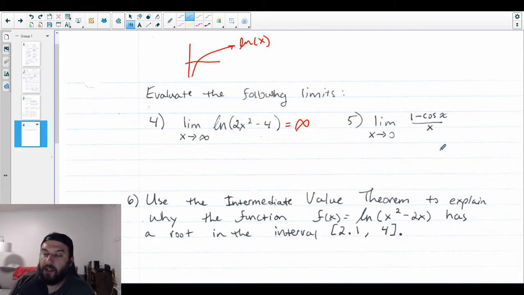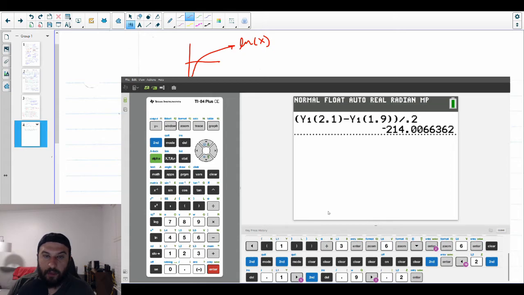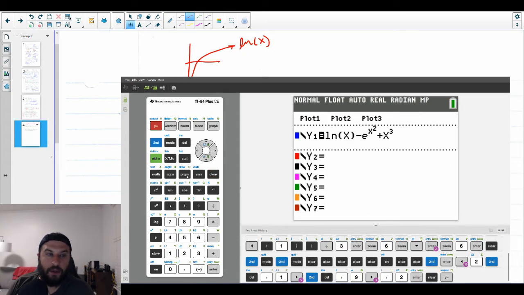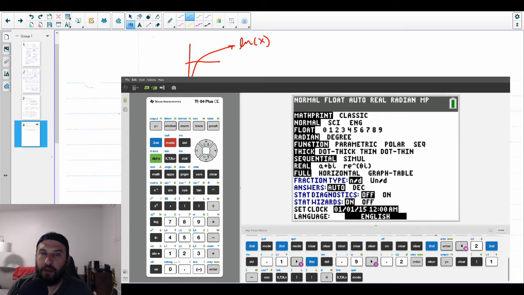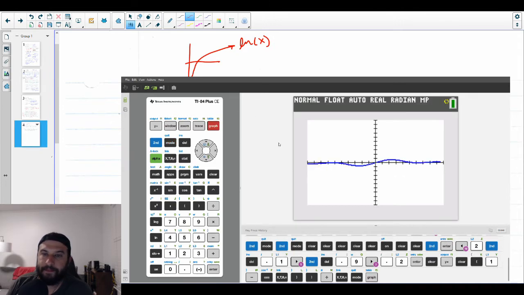Number 5, 1 minus cosine x over x. We have ways of proving this without a calculator, but we're not going to do that yet. So I'm going to bring this up, put it in y equals 1 minus cosine of x over x. Now is a good time to make sure you are in radian mode, not degree mode. Be a real shame if you were in degree mode. Always do radians. Let's graph it.